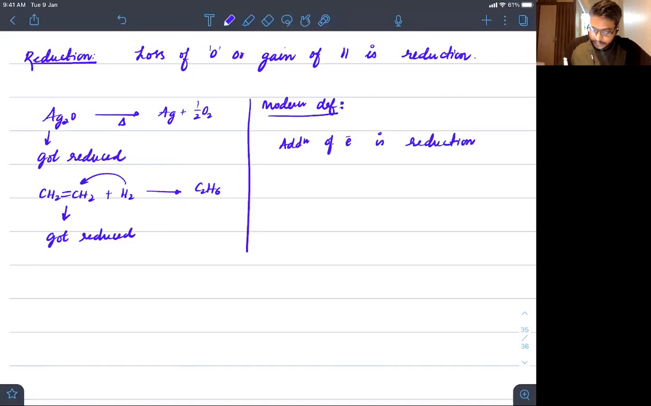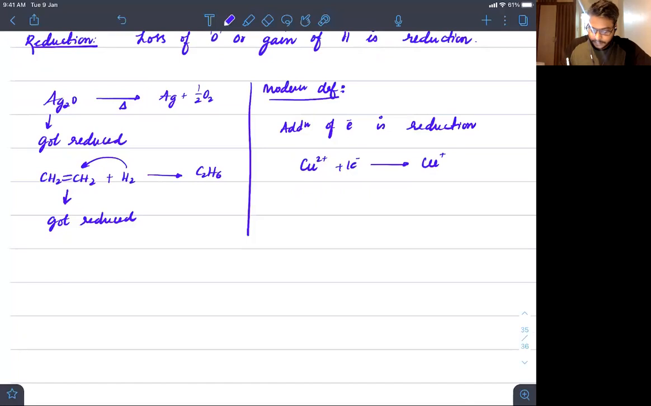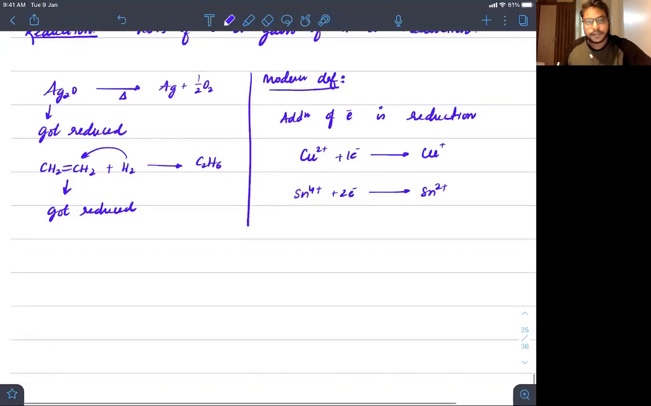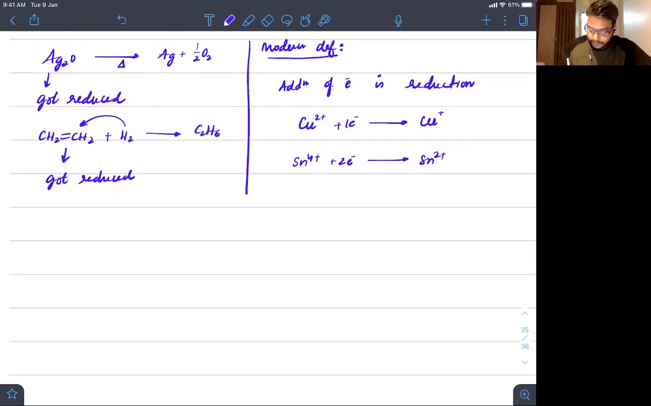Addition of electrons is reduction. For example, if you have Cu2+ and one electron gets added, it becomes Cu+, this is reduction. Or if you have Sn4+ plus 2 electrons and it has become Sn2+, this is reduction. If you have Mg2+ plus 2 electrons and it is becoming magnesium, we say it is reduction.